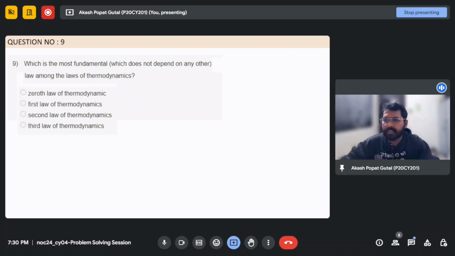So let's move towards question 9. Which is the most fundamental, which does not depend on any other law among the laws of thermodynamics? I already gave a hint to you. So its answer should be the zeroth law of thermodynamics. It does not depend upon any other law because it itself defines the term temperature.